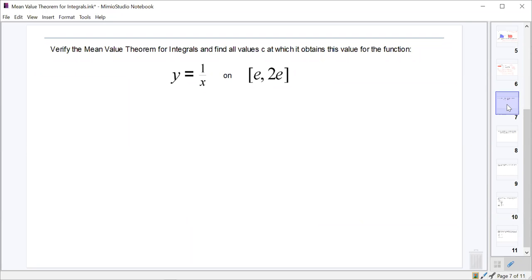All right, I'll give you 2 to 3 minutes to see if you can find the average value of 1 over x between e and 2e. Ready, go.